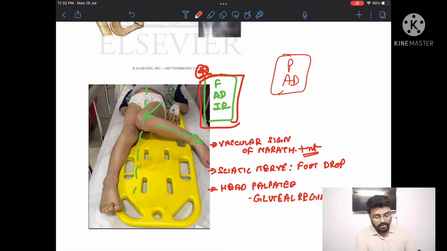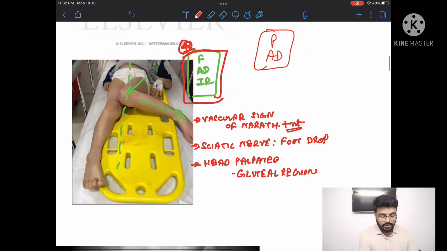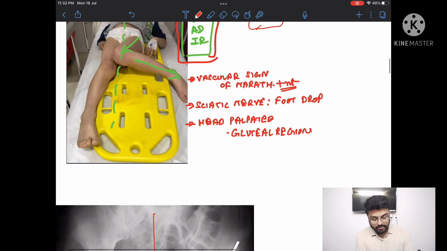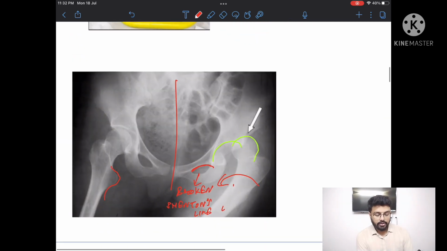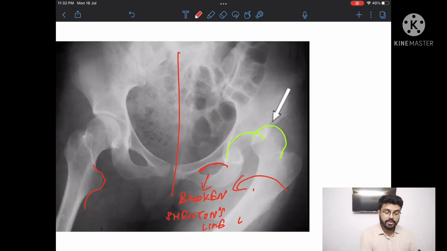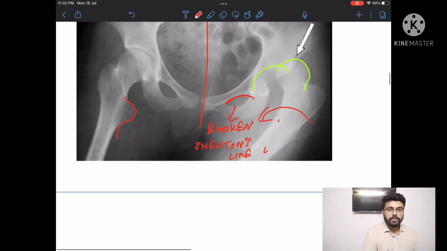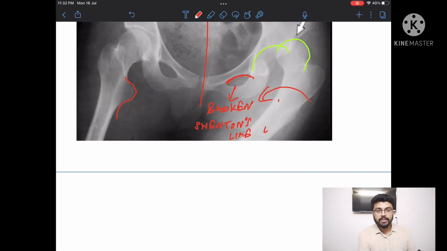Then the vascular sign of Narath is present. Sciatic nerve palsy. In this, the X-ray shows a broken Shenton line, the adduction, the internal rotation. Okay, what is the treatment? What will you do?